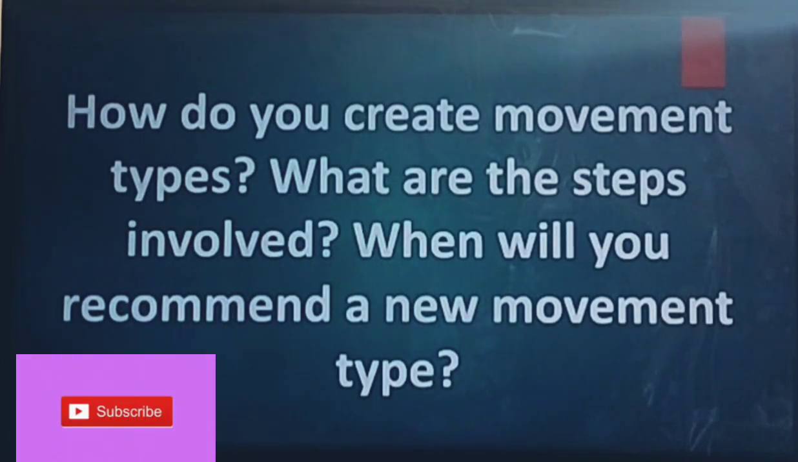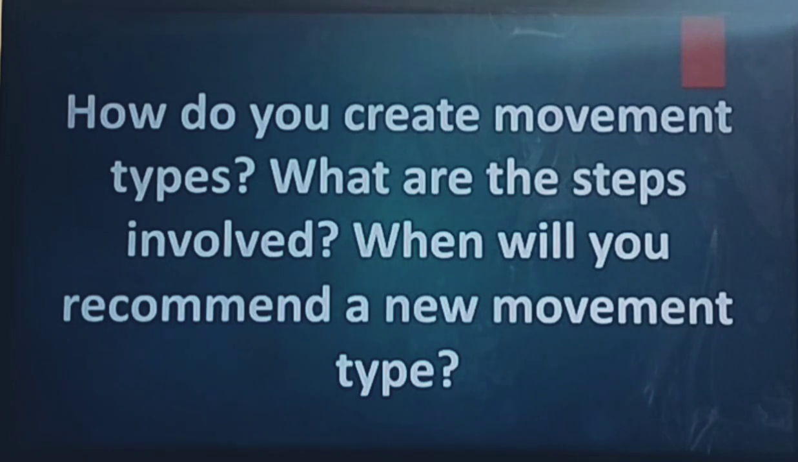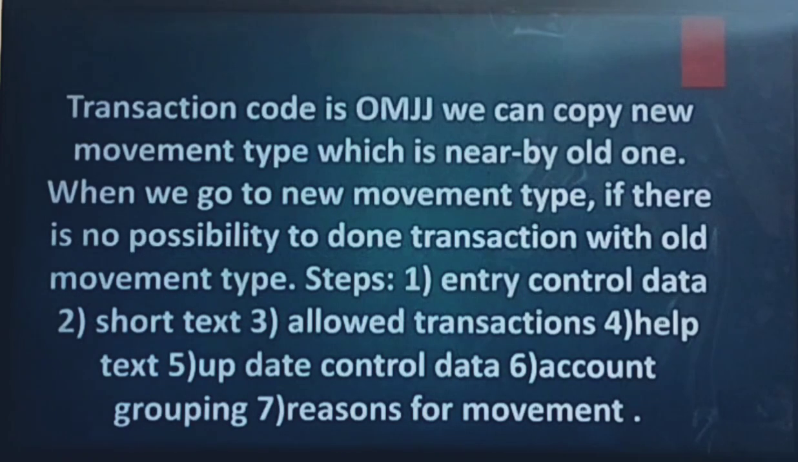How do you create a movement type and what are the steps involved in it? And when do you recommend a new movement type? These are the questions. Now the answer is: the transaction code is OMJJ. We can copy the new movement type from a nearby old one.